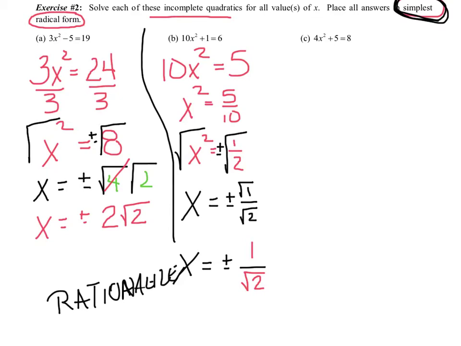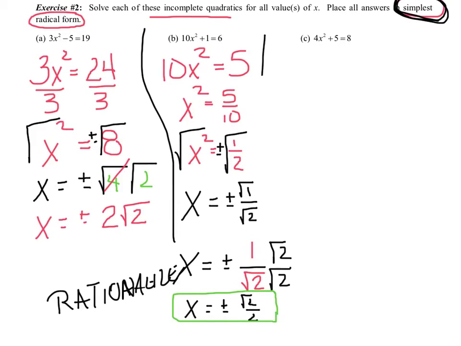Okay? And what does that mean? Well, it means you can't leave a radical in the denominator. So because it's a monomial, I'm just going to multiply the top and bottom by radical 2. So I get x equals plus or minus 1 radical 2 is just radical 2. And remember, any radical times itself is really just that number. So I get radical 2 over 2. And that, my friends, is my final answer.